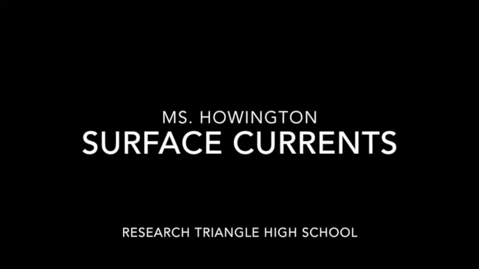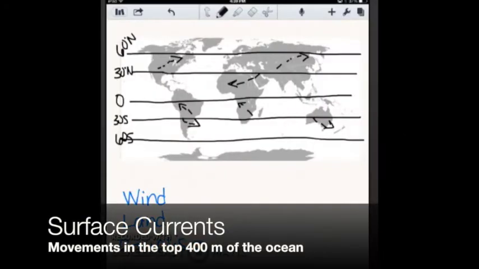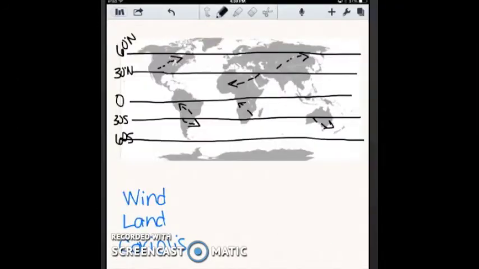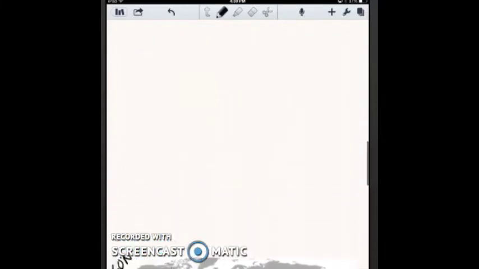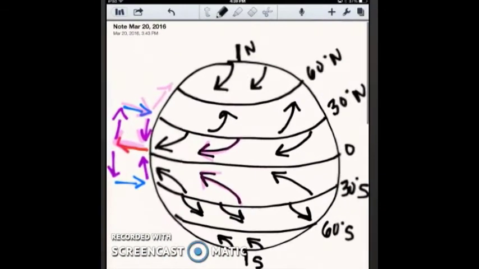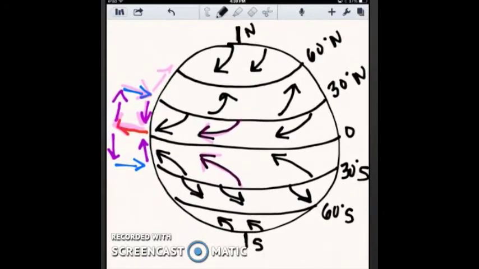So today we are talking about surface currents. Surface currents are the movements in the top 400 meters of the ocean. They are caused primarily by prevailing winds, but also influenced by landforms and the Coriolis effect. To look at this, the first thing we need to do is go back and review a little bit our lovely, most favorite diagram ever, the global wind patterns.